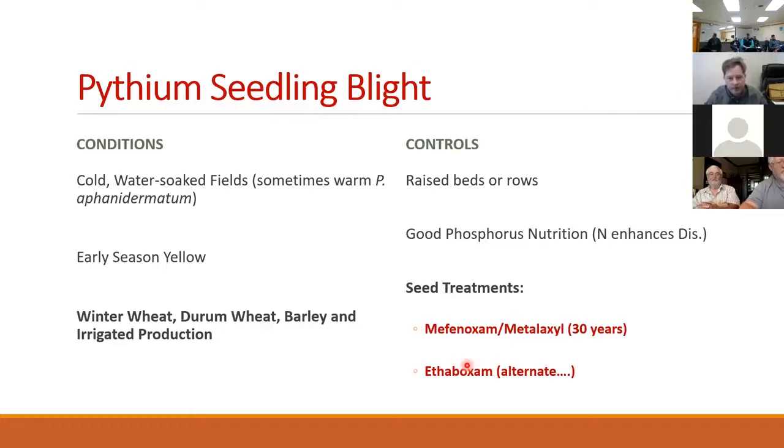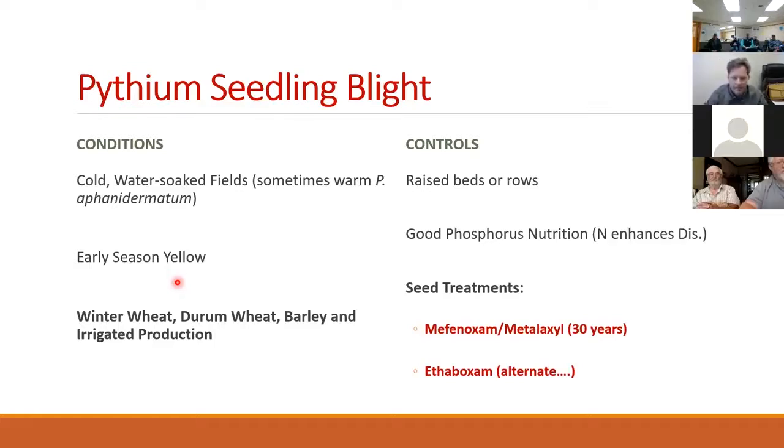Sometimes it will not cause loss of stand. It will cause the plants to have an early season yellowing that the plants can grow out of. So often some agronomists say that yellowing is due to nitrogen deficiency. And in a way, it probably is, but I think it's probably Pythium. The Pythium is killing off a bunch of the roots, and so the plant is not able to acquire that nitrogen as well. But usually they grow out of that.